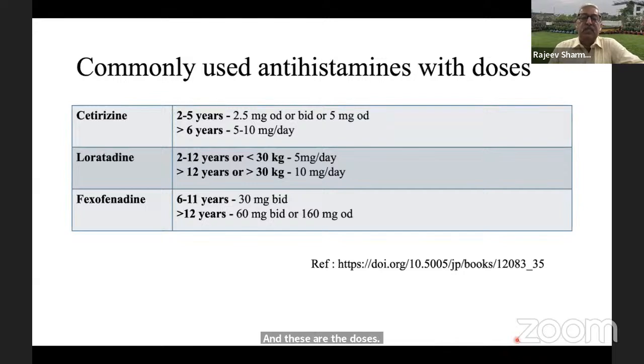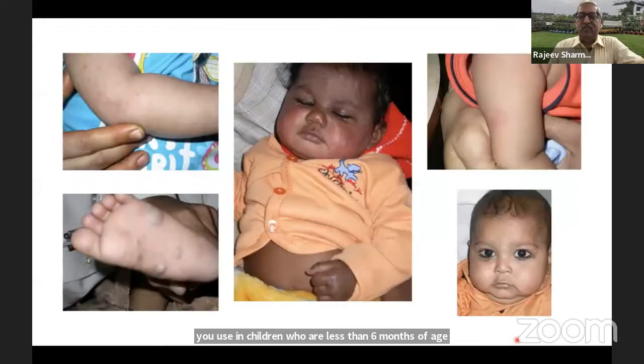Probably you would be knowing better than me, but I am too scared to use them in children less than 2 years of age. And I would like you all to tell me, what do you use in children who are less than 6 months of age? That I'll be asking a question from you.